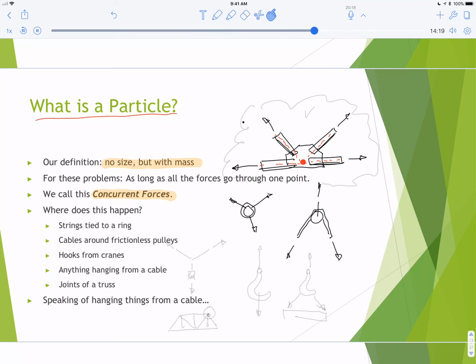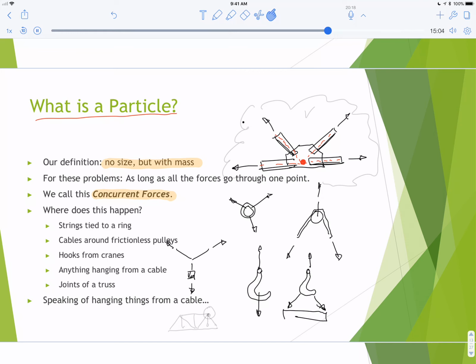Hooks from cranes. Those forces are all concurrent. So you have a crane hook. It's being pulled up, and whatever it's pulling will slide down to right under there. It'll be concurrent. Or if you're picking something up with a hook with 2 cables like this, and that goes to like a beam that you're holding, these 3 forces are always concurrent. Anything hanging from a cable will be concurrent. So you have a cable like this, and then you're hanging something from it. These forces will be concurrent.